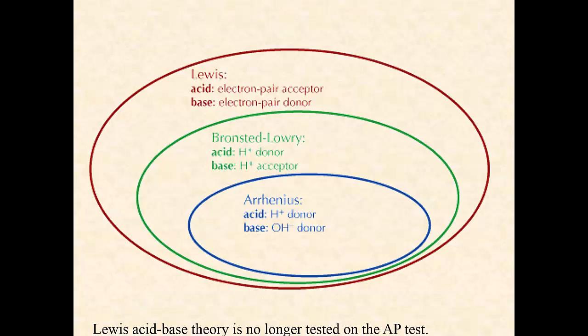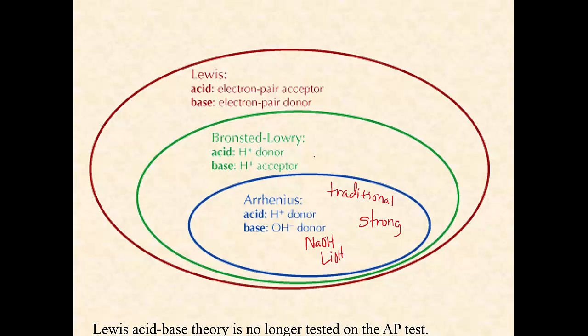Okay, so let's look at our definitions. Arrhenius is the traditional definition, and these tend to be your strong acids and bases. The acid has to have hydrogen in it, and the base has to have the OH, so NaOH, lithium hydroxide. Okay, the problem was that this didn't cover all of the compounds that can act like a base, so they expanded the definition.